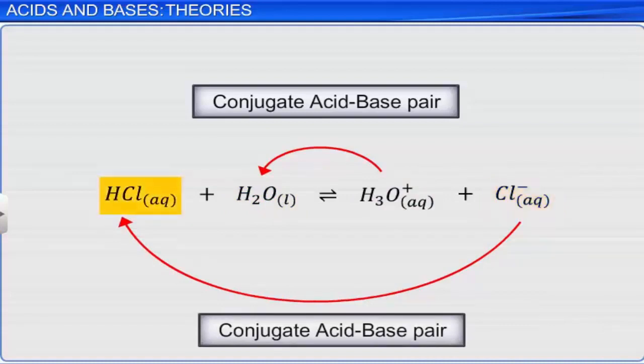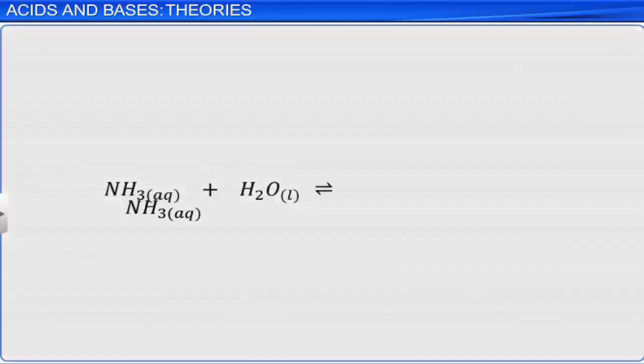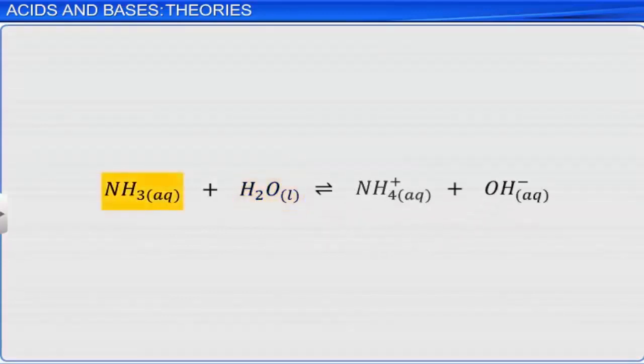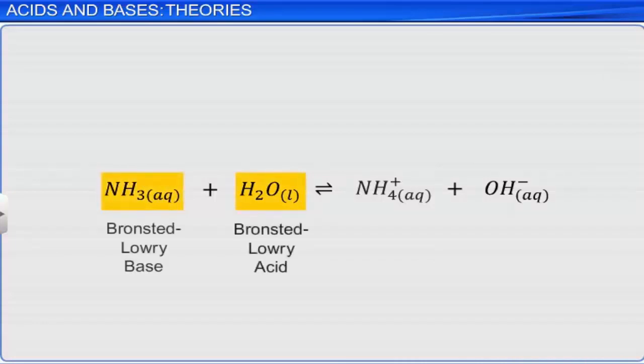In the dissolution of ammonia in water, the water molecule acts as a proton donor and the ammonia molecule acts as a proton acceptor. Thus, the water and ammonia molecules are called Bronsted-Lowry acid and base, respectively. In the reverse reaction, the ammonium ion NH4+ donates a proton to the hydroxide ion OH-.